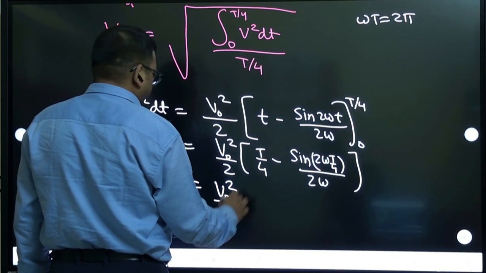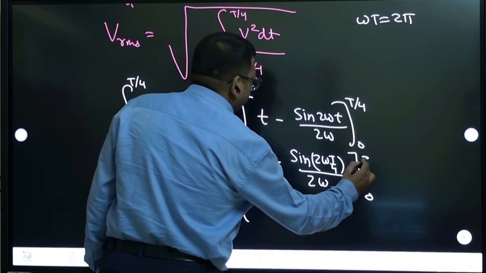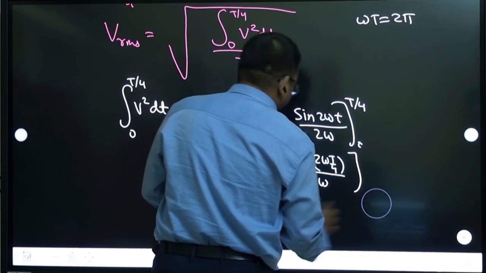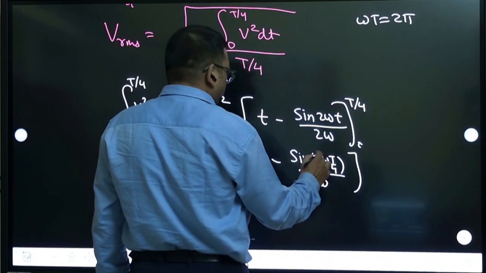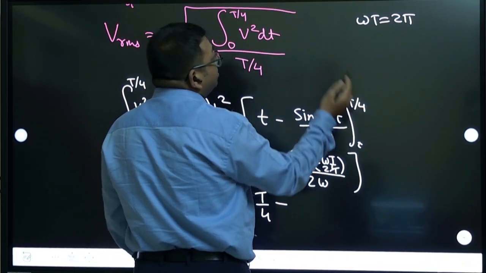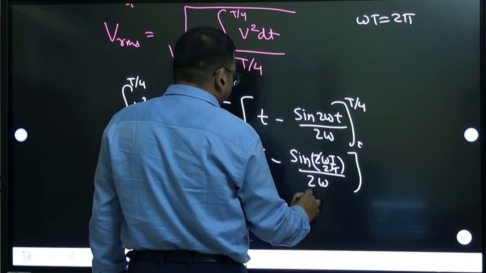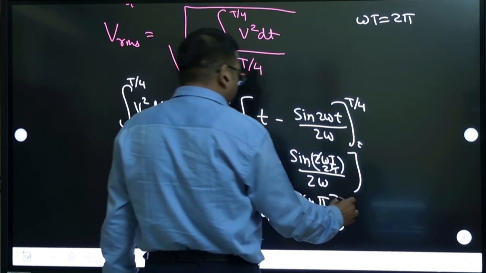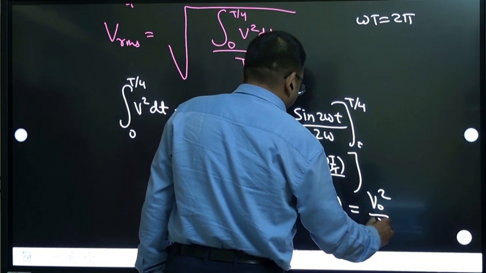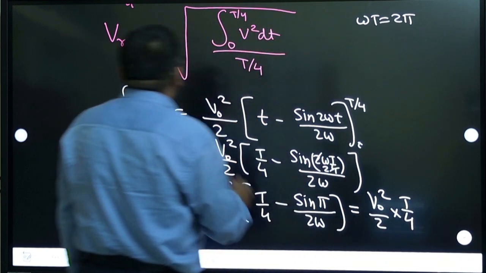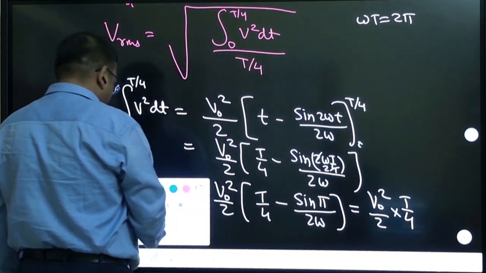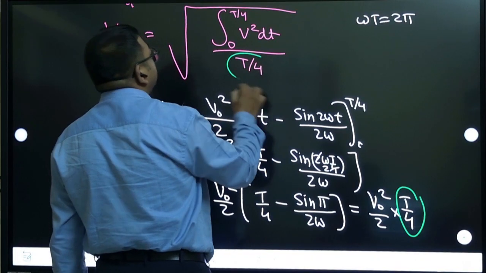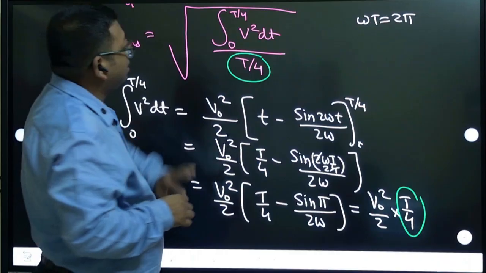V naught square by 2. Put here 0 to T by 4. We have substituted already now. So this is T by 4 minus, this becomes 2 omega T by 2. Omega T by 2 will become pi. That becomes sin pi. So sin pi is also 0, right? So again it is T by 4. So when you substitute this here, what happens? This T by 4 will get cancelled again, because in denominator we also have this. Correct? That will again get cancelled.